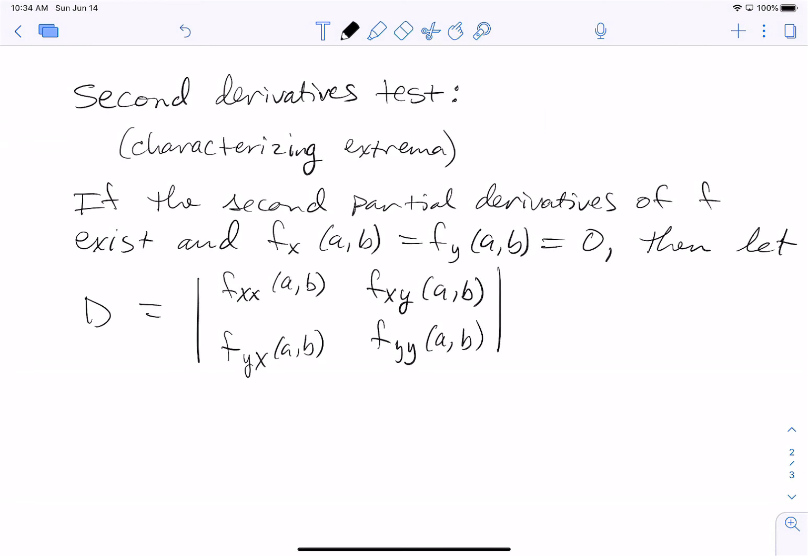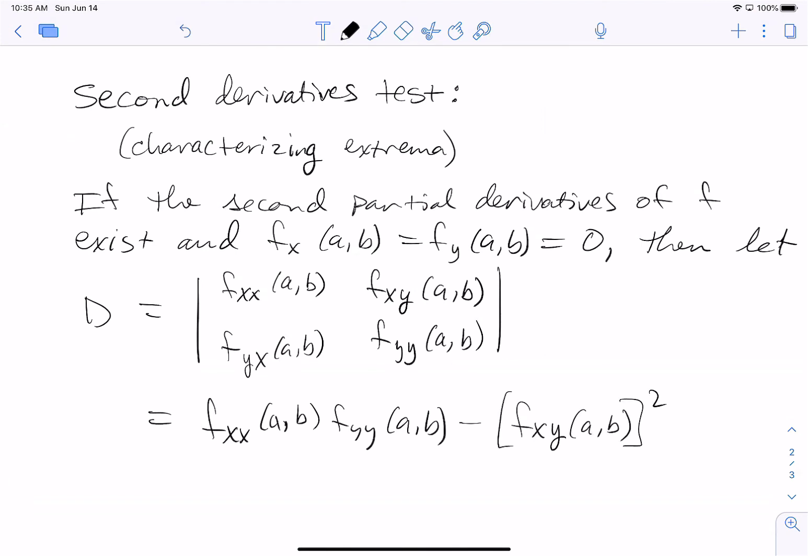That's called D, right? And of course, to compute the determinant, we multiply upper left by lower right and then subtract lower left by upper right. And so we end up with fxx at AB, fyy at AB minus fxy, which is the same as fyx by Clairaut's theorem. And so it's fxy at AB, the quantity squared.